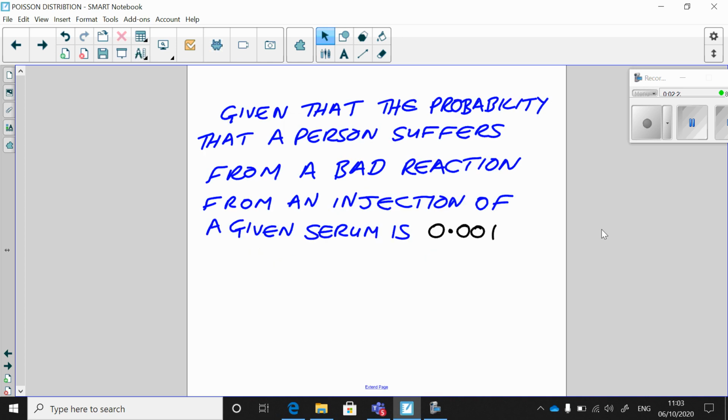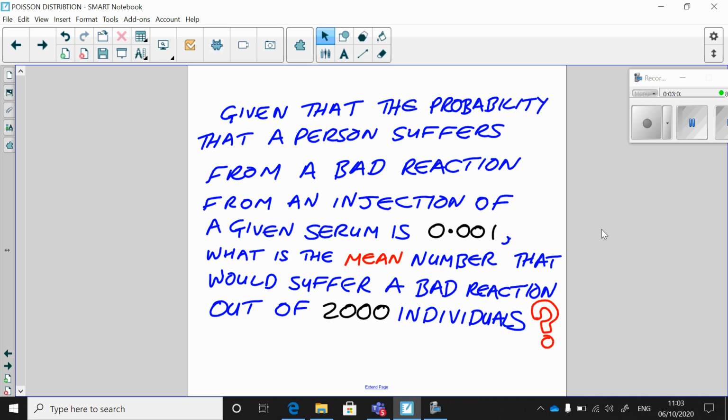So we're just going to go for an example here. Getting all sciencey here. If somebody's given an injection of a serum, the probability that they suffer a bad reaction is 0.001. That's pretty small. What's that, 1 in 1,000? Well, might not be small for that one person in 1,000, but for us in this problem, we're going to say that's small.